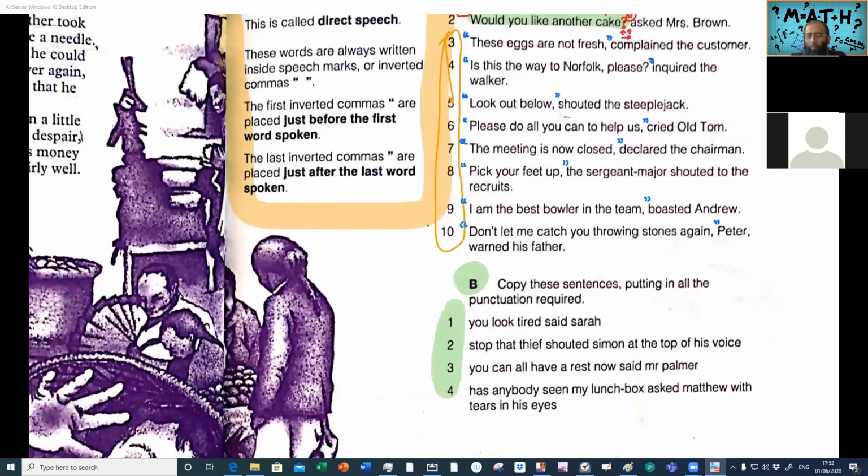I don't think you've done question 10 correctly. Wouldn't it be the 99 after Peter? Yes, actually, don't let me catch you throwing stones again, Peter. Well, yes, absolutely, you're right. I was just testing you, to make sure that you're doing it properly. Well, I have to say that.